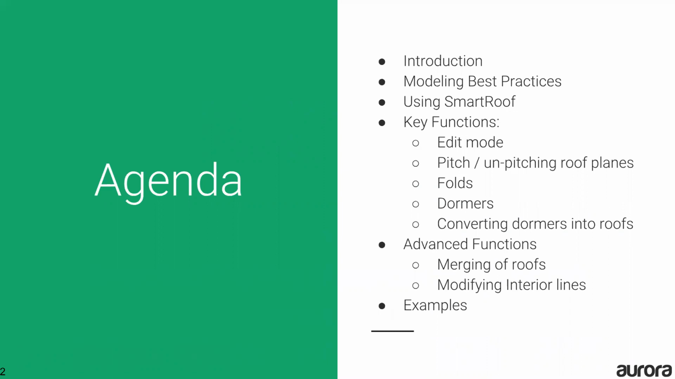I'm going to show you how to convert dormers into roofs, why you want to do that, and some more advanced functions like merging of roofs, and I'm sure everyone's question, how to modify those interior lines, those dotted white lines like ridges, hips and valleys, etc.